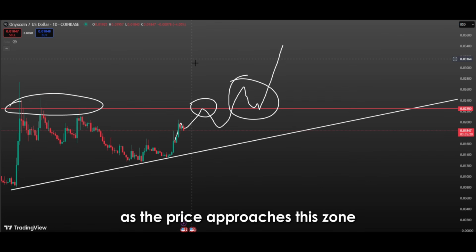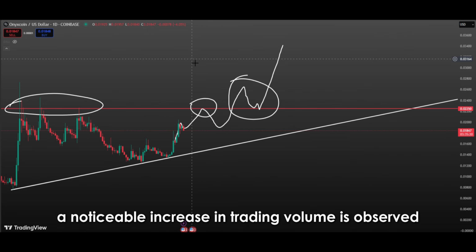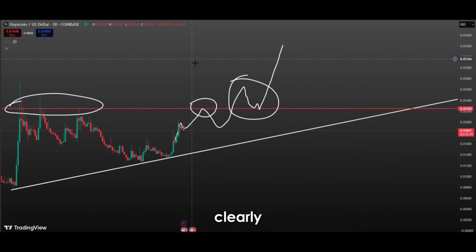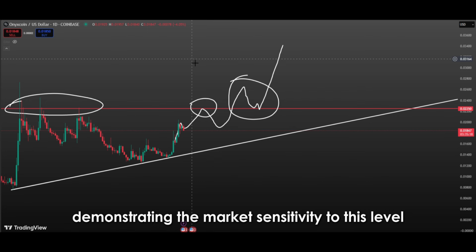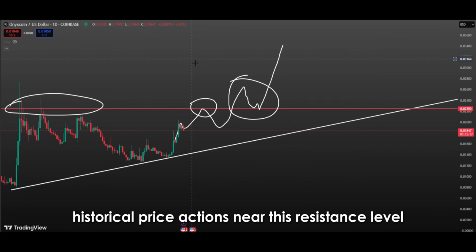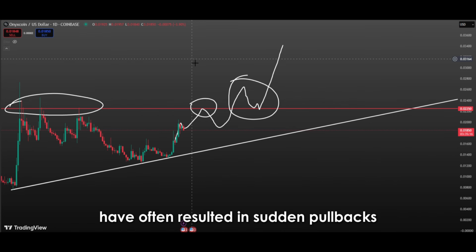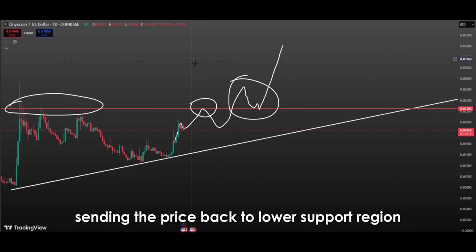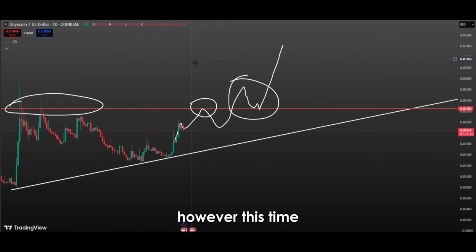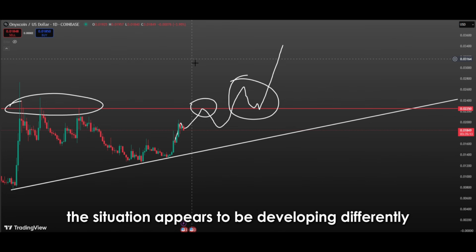As the price approaches this zone, a noticeable increase in trading volume is observed, clearly demonstrating the market's sensitivity to this level. Additionally, historical price actions near this resistance level have often resulted in sudden pullbacks, sending the price back to lower support regions. However, this time the situation appears to be developing differently.